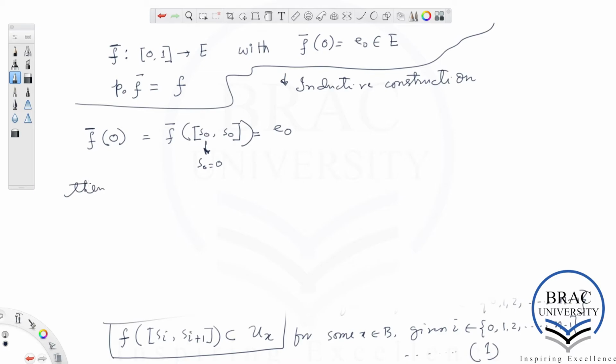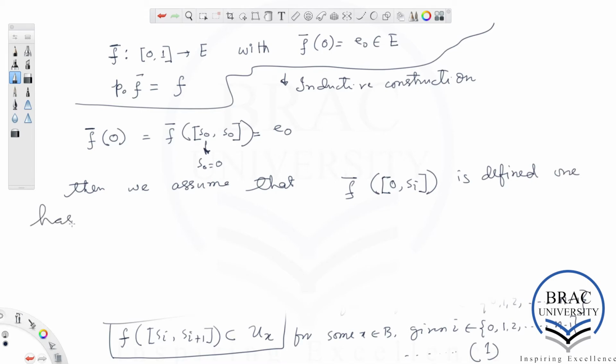Then we assume that F bar on [0, Si] is defined. One has to show that F bar on [0, Si plus 1] can be defined as well, consistently.